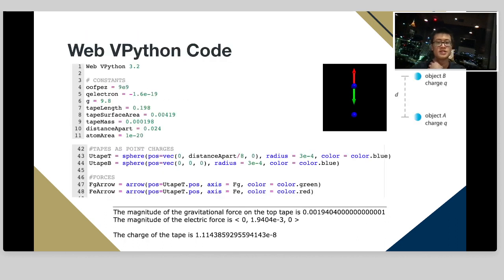Shown here is the computational model that was used for this experiment, with code shown on the left and the corresponding results on the right. It was to have been assumed that the tapes were held directly over one another, and thus the magnitude of the gravitational force and electric force would be equal, roughly 1.94 times 10 to the negative third. Charge of the tape was found to be 1.11 times 10 to the negative 8.